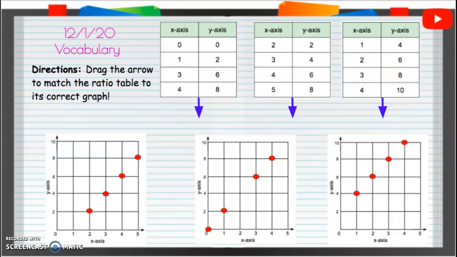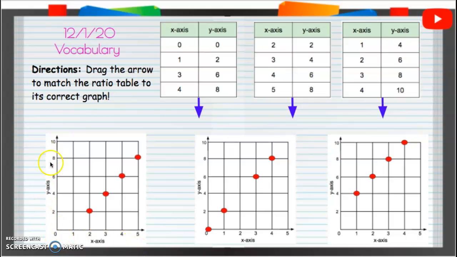December 1st, 2020 vocabulary. Directions. Drag the arrow, so these blue arrows, to match the ratio table to its correct graph. All right, so we're going to match these ratio tables to the correct graph.